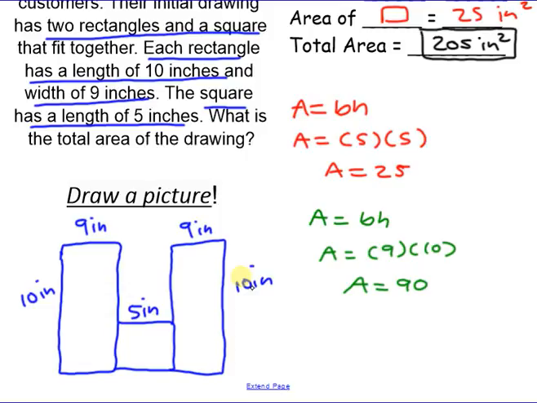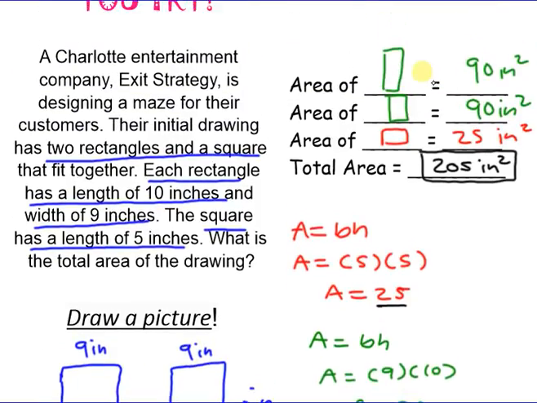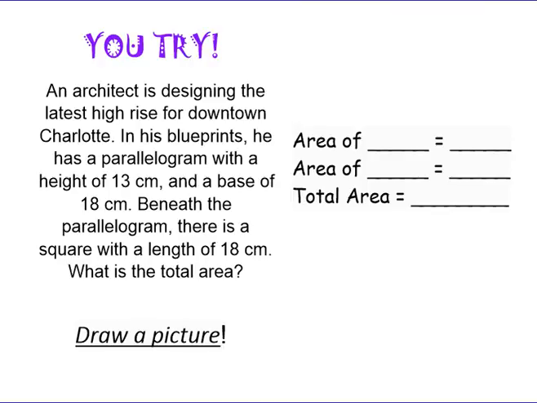So as long as you used 5 inches and 5 inches for the base and height of the square, you should have gotten 25 inches squared. And as long as you used the dimensions of 9 inches by 10 inches for both of the rectangles, you would have gotten 90 inches squared. Now, you want to make sure that you have 90 inches squared because there were 2 rectangles. When you added up 90, 90, and 25, you should have gotten 205 inches squared. All right, last one, you try.